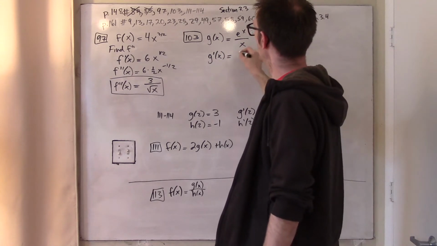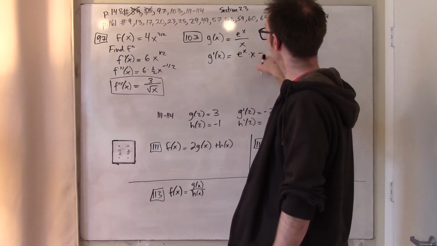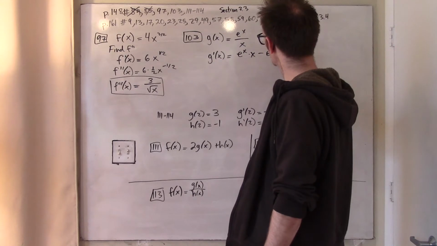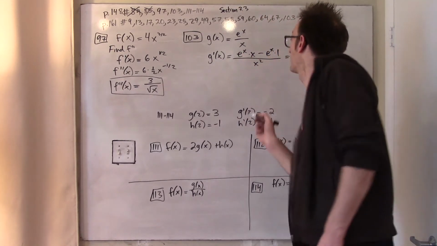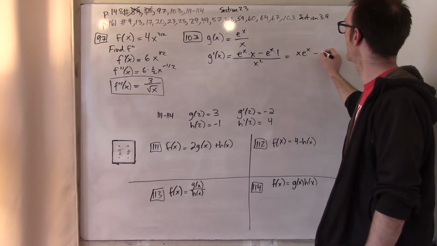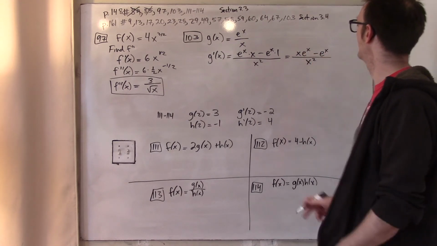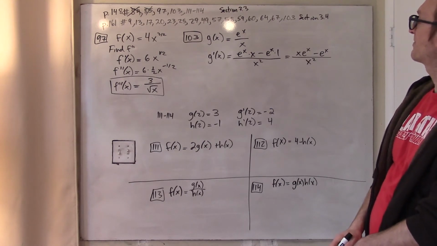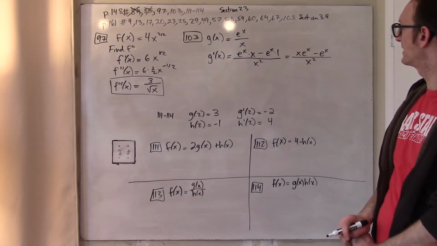So derivative of the first, that's e to the x times the second minus the first times the derivative of the second, which is 1, all over bottom squared. So what does that get me? Just x e to the x minus e to the x over x squared. Let's see, does it make sense to simplify that? Hard to say.